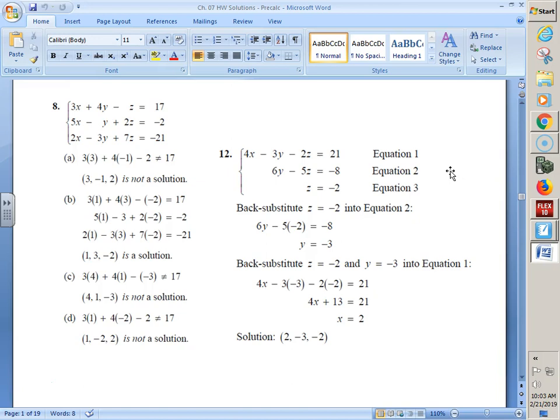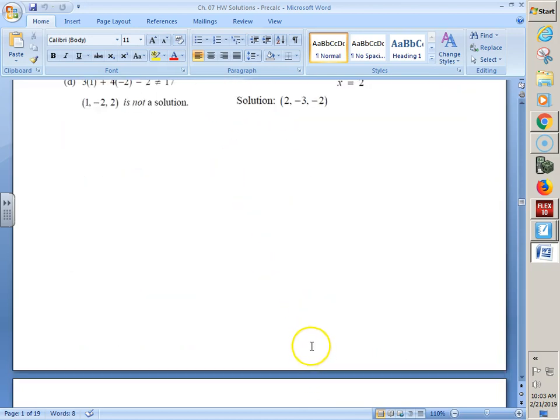Number 12. Oh, is that one already nice? Look at that little stair step. Boop, boop, boop. They didn't even get a leading coefficient of 1, but you can still back substitute. They didn't force you to get proper row echelon form. They just said solve. So hopefully you guys got 2, -3, and -2.